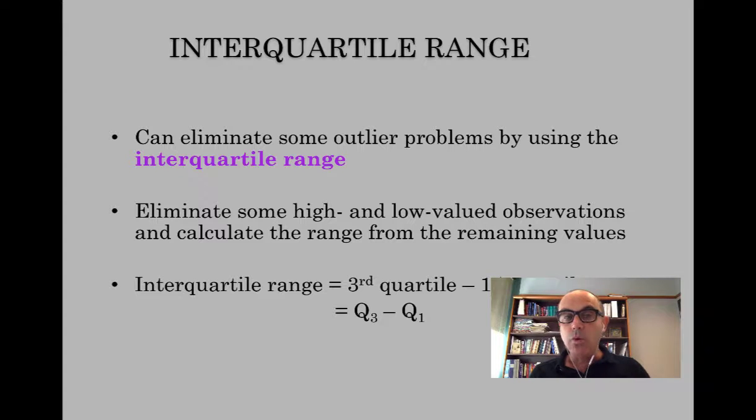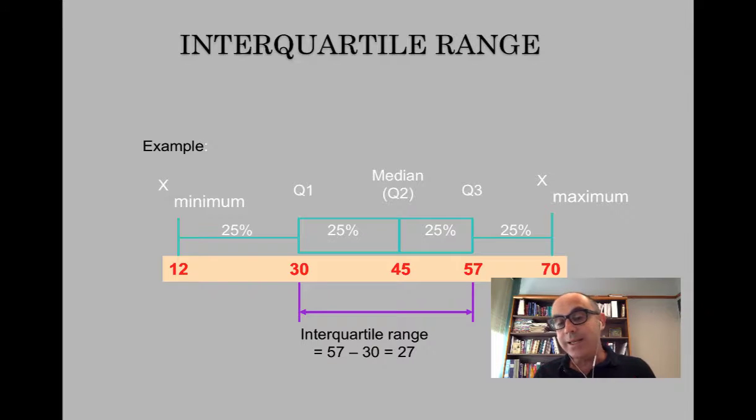The interquartile range tries to eliminate the problem of the range with outliers by using quartiles. So it eliminates some high and low value observations and tries to calculate the range from the remaining values. In this case, quartile 3 minus quartile 1 will give us the interquartile range. So if quartile 1 is equal to 30 and quartile 3 is equal to 57, the interquartile range will equal 57 minus 30, which is equal to 27.